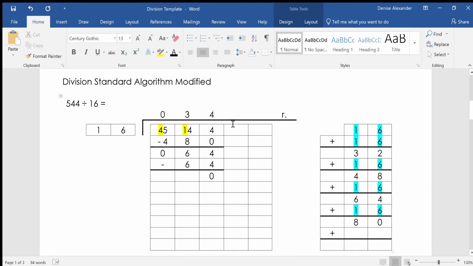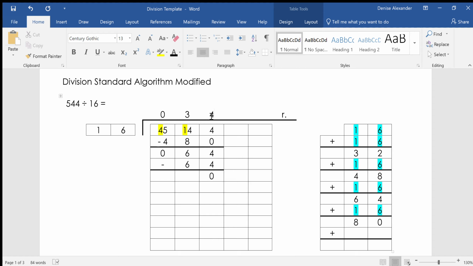Now, this type of division, standard algorithm modified with addition, the repeated addition, is for students that are struggling with multiplication facts. And it's okay. Not all of us get it. And it's good to learn different strategies.